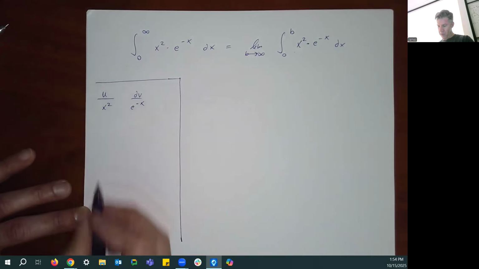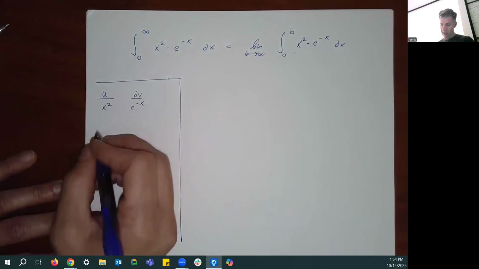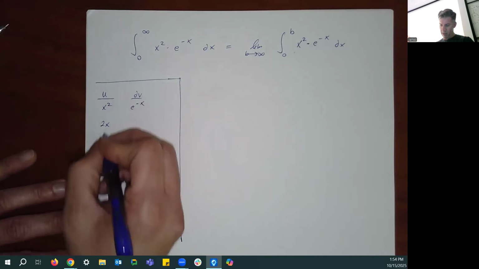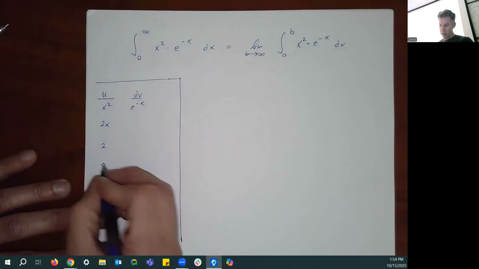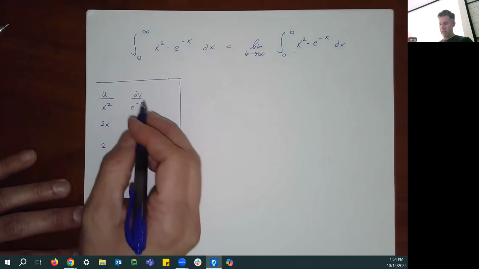We find all the derivatives of u down to 0. So the derivative of x squared is 2x. The derivative of 2x is 2. The derivative of 2 is 0. And we find all the antiderivatives of e to the negative x.